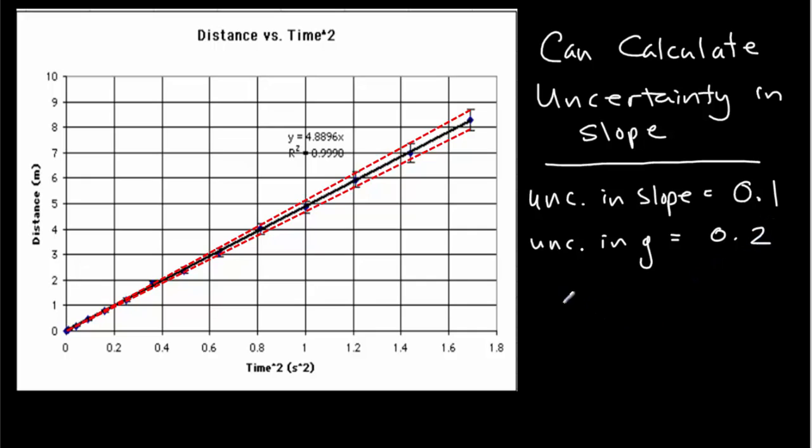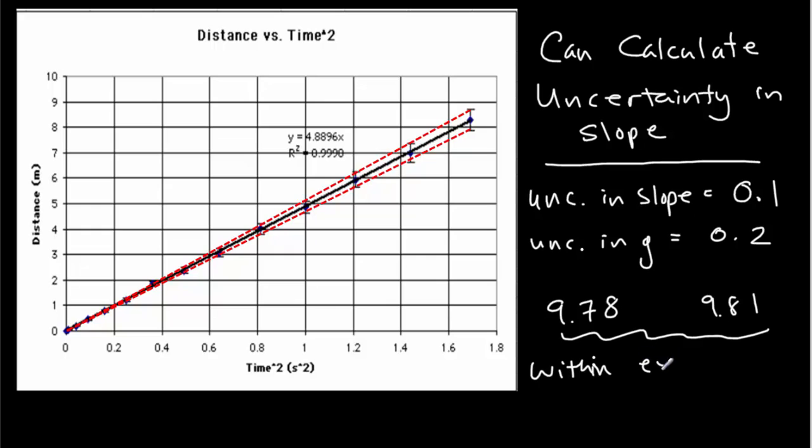Then if you compare your experimental value of g to your accepted value of g, you can see that they are within 0.2 of one another. They're within experimental uncertainty.